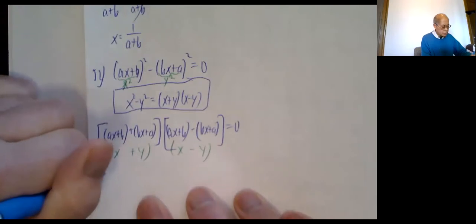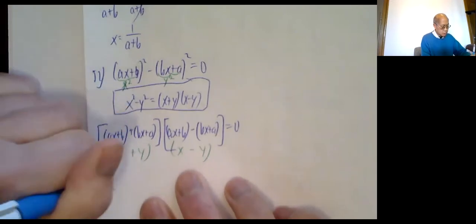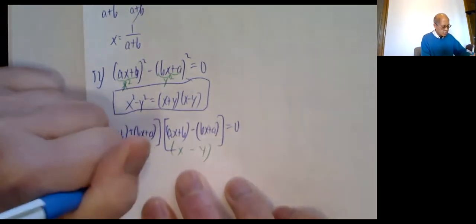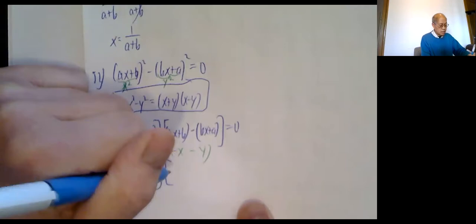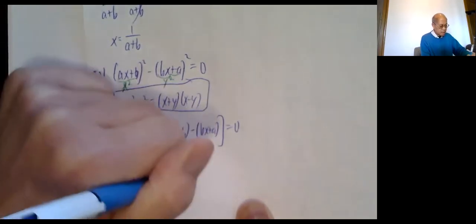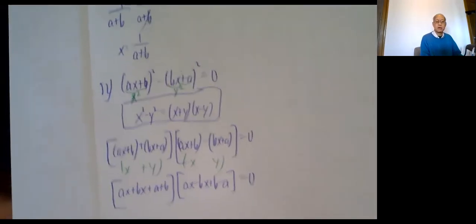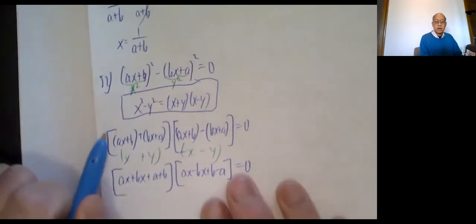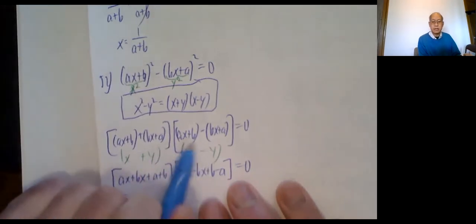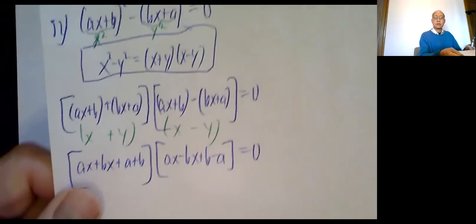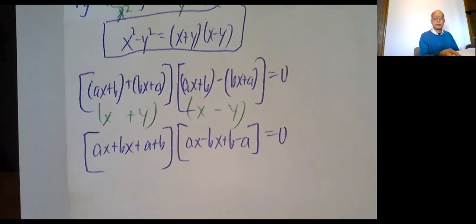Combining like terms, let me write this as ax plus bx plus a plus b, ax minus bx plus b minus a equals 0, like that. So this one I didn't really do anything. I just took off the parentheses: ax, bx, a, and b. Ax minus bx plus b minus a equals 0. And let me raise it up again so you can see it a little bit better for focusing purposes. Of course, I can't keep it like this all the time, but if you're looking at the video later, there it is.